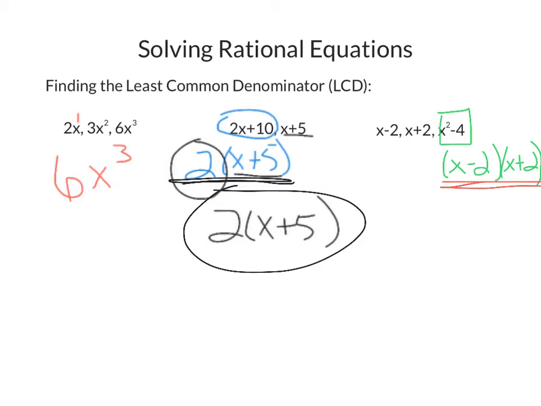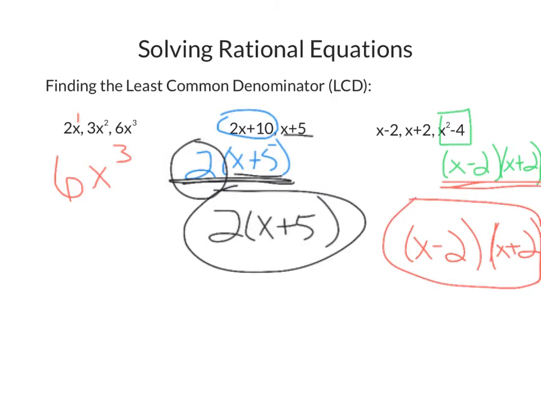Now if I look at the x minus 2 and the x minus 2 times the x plus 2, the x minus 2 is missing the x plus 2. If I looked at the x plus 2, it would be missing the x minus 2. I need to account for all of my factors. So when I account for all of my factors, my least common denominator would be the x minus 2 times the x plus 2. Please take a moment to pause this video and record these examples in your notes.